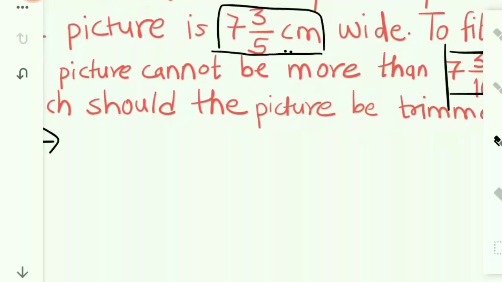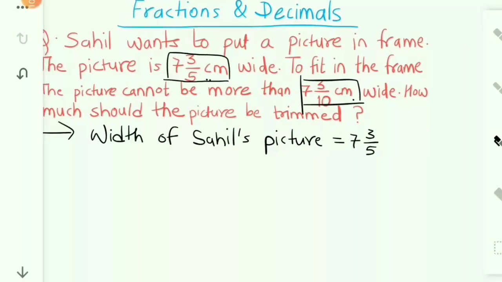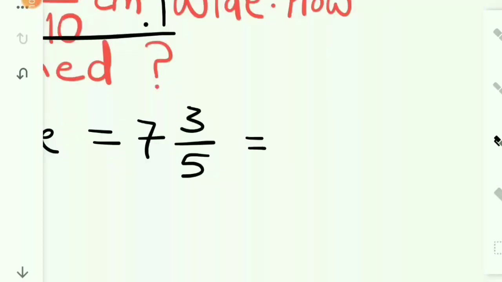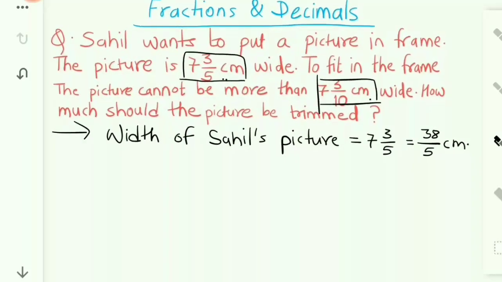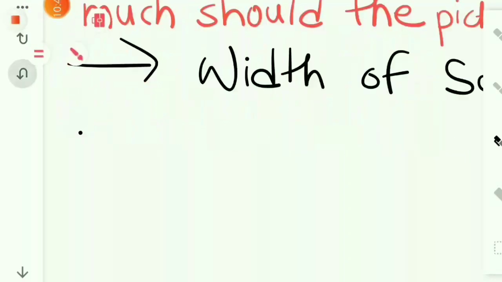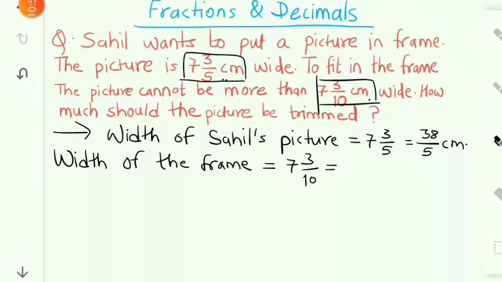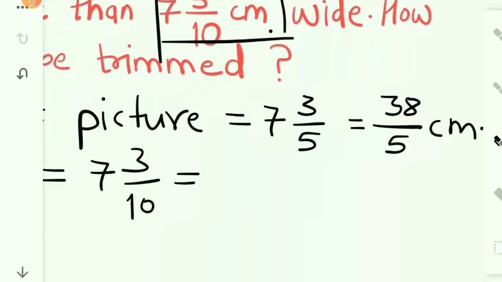So let's find out first in terms of improper fraction how wide the picture is. Width of Sahil's picture is equal to this, which is equal to, in terms of improper fractions, 7 5s are 35 plus 3 is 38 by 5 centimeters. Okay. And what is the width of the frame? The width of the frame given is this, which is equal to 10 7s are 70 plus 3, 73 by 10 centimeters.